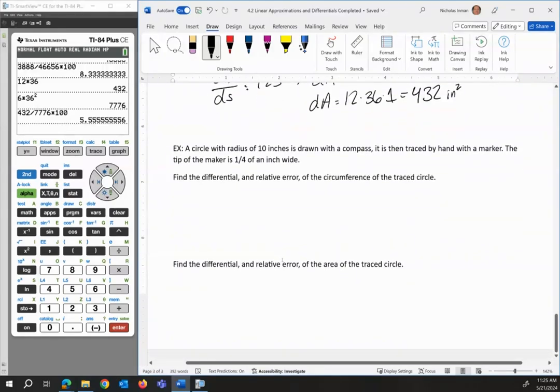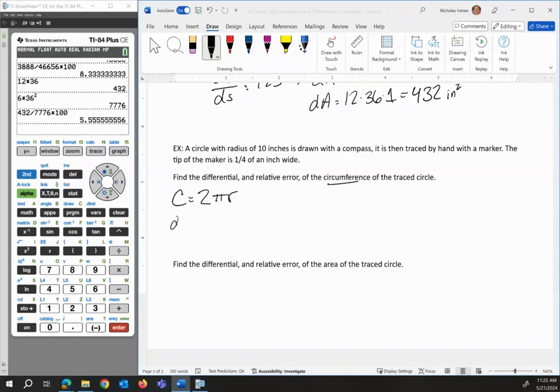All right. A circle, radius of 10, drawn with a compass, traced by hand with a marker. Tip of the marker is a 1/4 inch wide. All right? So we're talking about the circumference of a circle. So 2 pi r would be the circumference. So the derivative here, dC/dr, would just be 2 pi. So our differential for the circumference would be 2 pi times dr.